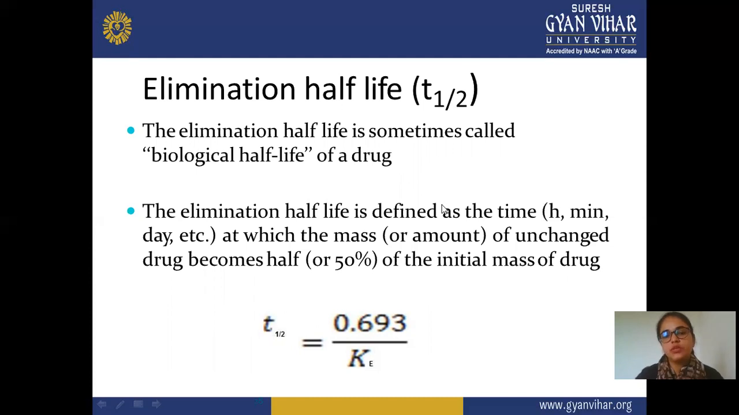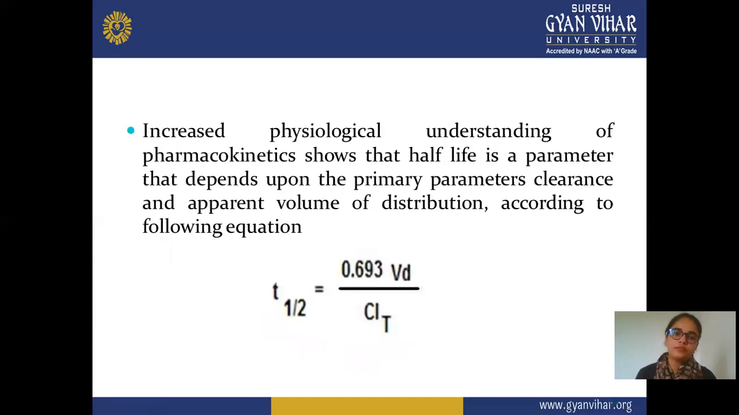So this is the formula that represents the time at which the mass or amount of unchanged drug becomes half, that is, 50% of the initial mass of that drug. That is, T half is equal to 0.693 divided by Ke. So this represents the elimination half-life equation.